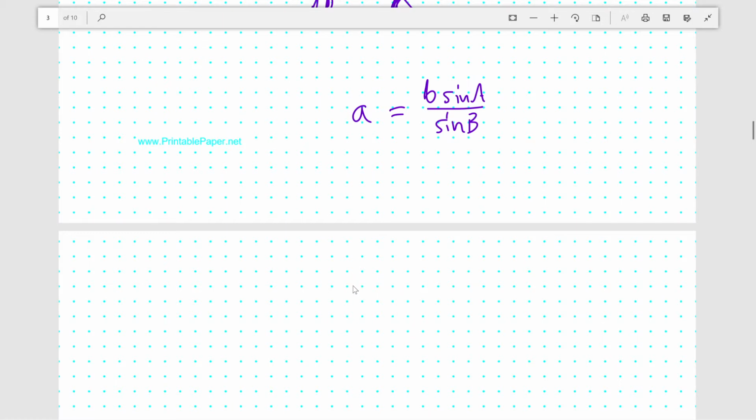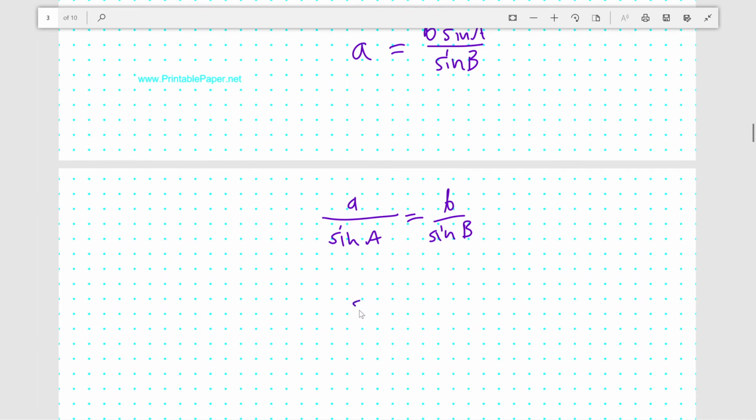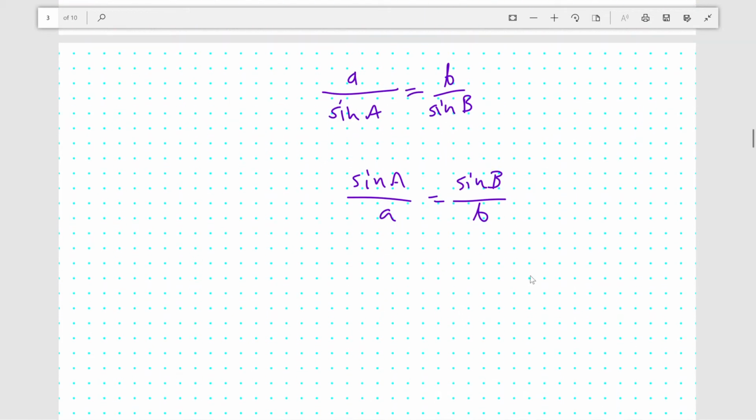And otherwise, say you want to get an angle, so you want to make sine a or sine b the subject of the formula. Well, if you have a over sine a is equal to b over sine b, that means the ratio is identical. So what you can do is you can take the reciprocal of both sides, and you're left with sine a over a is sine b over b. And if we want to let sine a be the subject of the formula, we get sine a is a over b sine b.